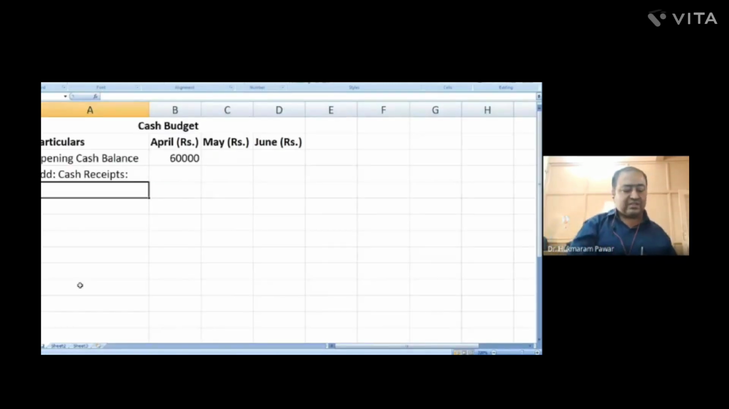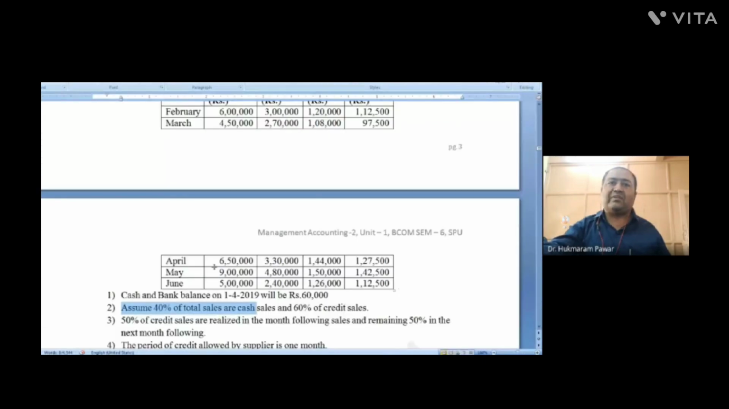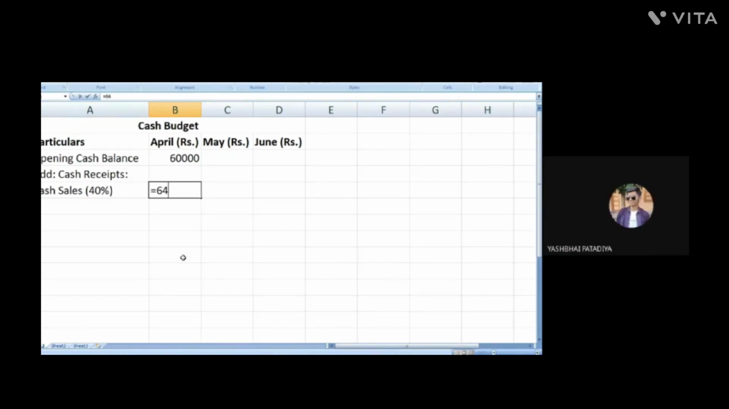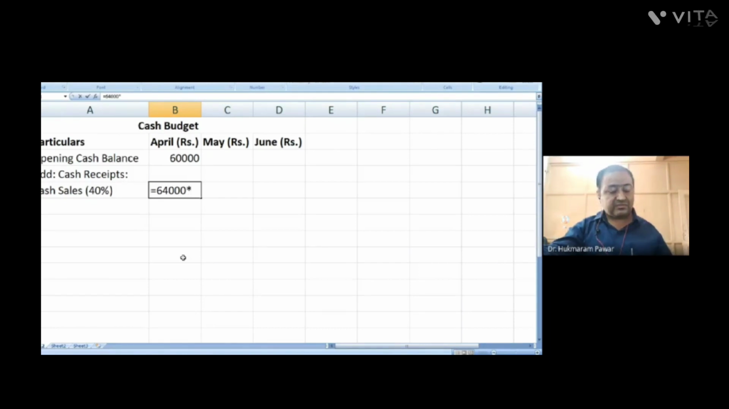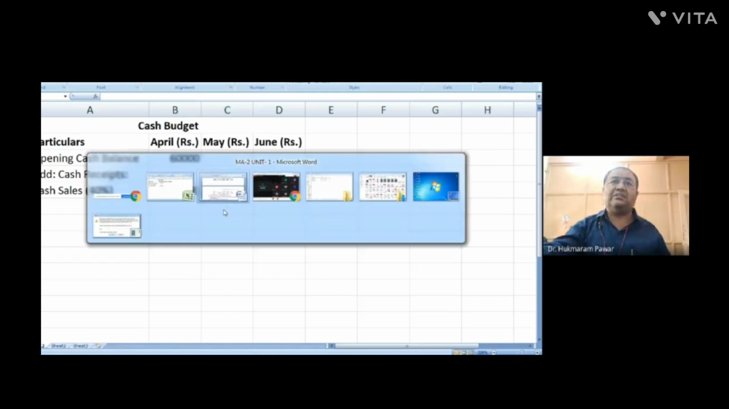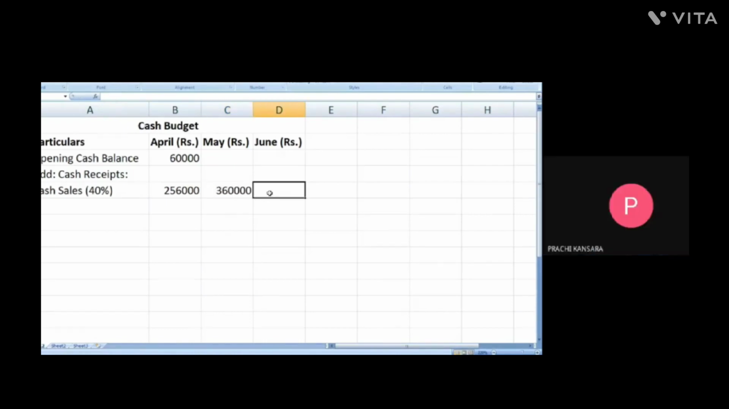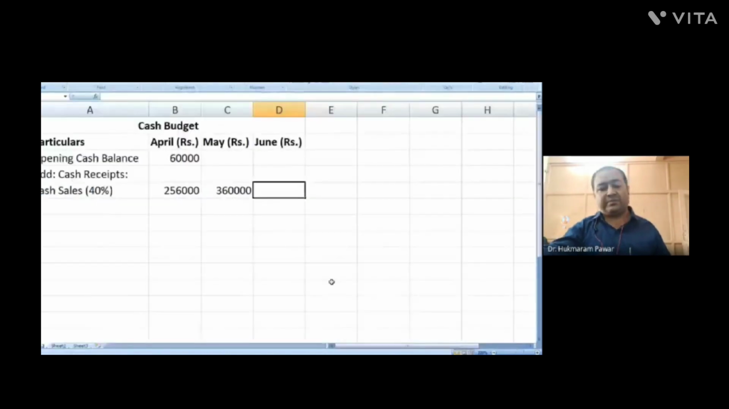Here we write cash sales, 40%. First month April, and what is the sale of April? 650. So what is 40% of 650? 650 into 40%, so it is 2,56,000. Correct? Next month, 9 lakh at 40%, 360,000. Very good. And then 5 lakh into 40%, 2 lakh. So this is your cash sales. Very simple.